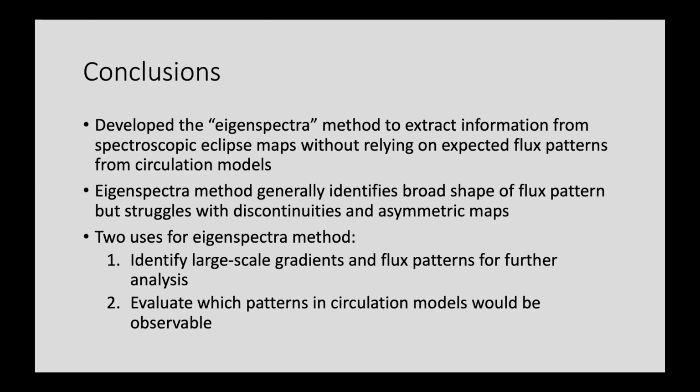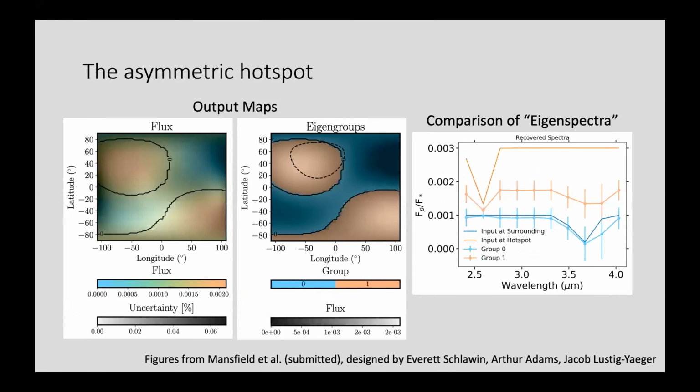Yeah, so for that point that I said about how well we can see asymmetric things, the latitudinal distribution. So we actually found, here was an example, we tested out an asymmetric hotspot basically, which was offset in longitude and latitude. So it was like in this region here. And we did actually find that this method was able to identify that there was an offset hotspot.